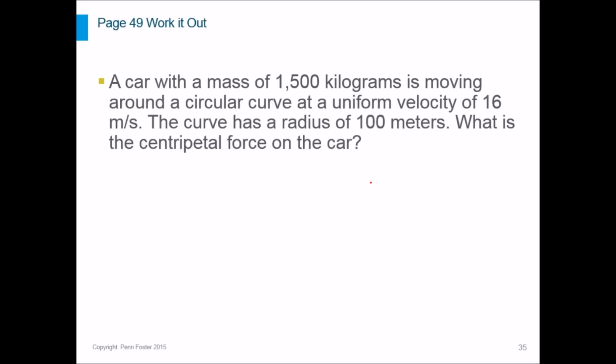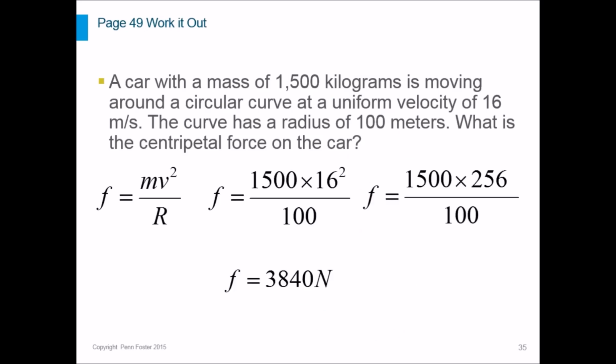So let's look at some examples. A car with a mass of 1,500 kilograms is moving around a circular curve at a velocity of 16 meters per second, and its radius is 100 meters. What will be the centripetal force on the car? So here's our formula: force equals mass times velocity squared divided by r, and now we just put our numbers into it.